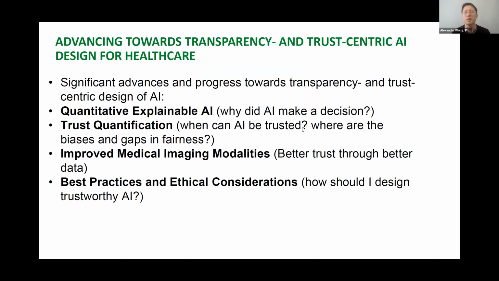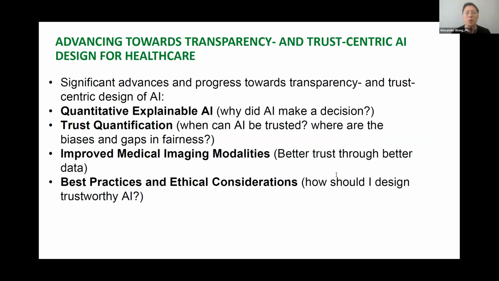So with all of these different challenges of trust, one might think, maybe we just won't deploy AI for healthcare, right? There's just too many hurdles. But fortunately, significant advances and progress has been made towards the notion of trustworthy and trust-centric design of AI. A number of these different aspects include quantitative explainable AI, which is why does an AI actually make a certain decision that it makes, right? There's the notion of trust quantification that's become a lot more popular in recent years, where when can we actually trust an AI and where are the biases and gaps in fairness?